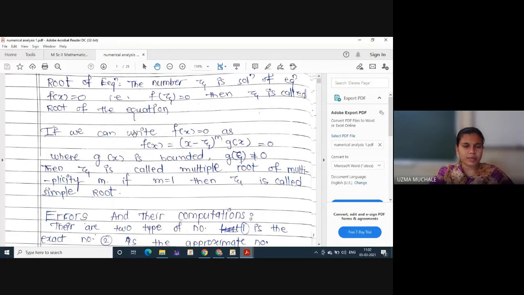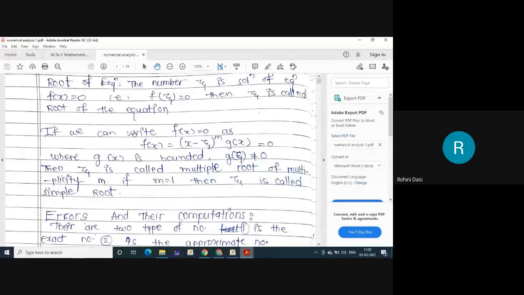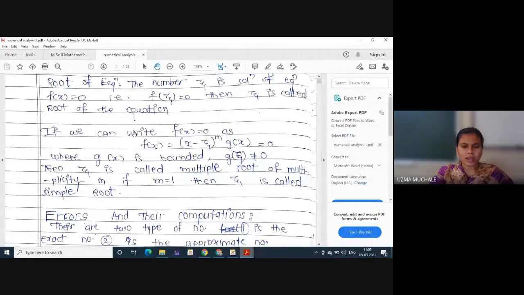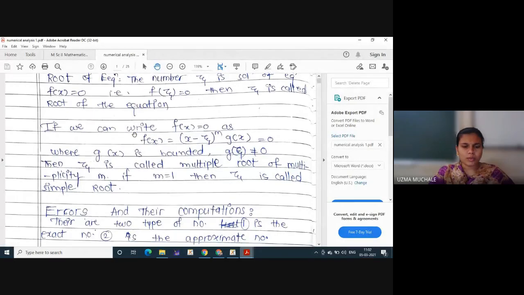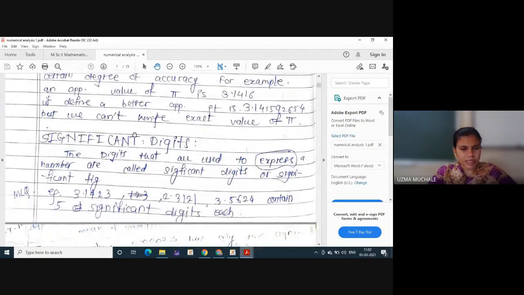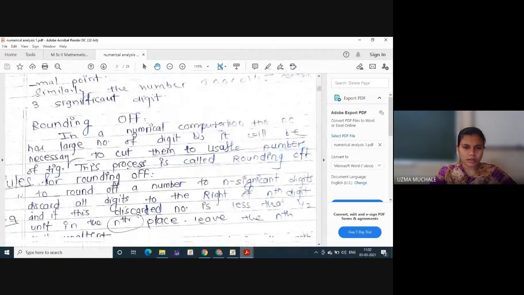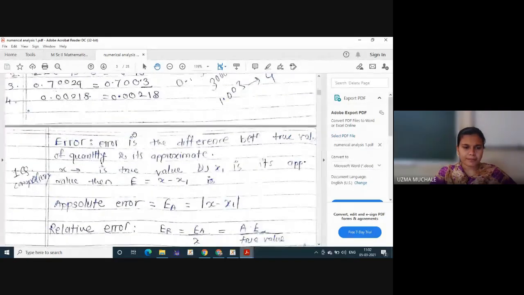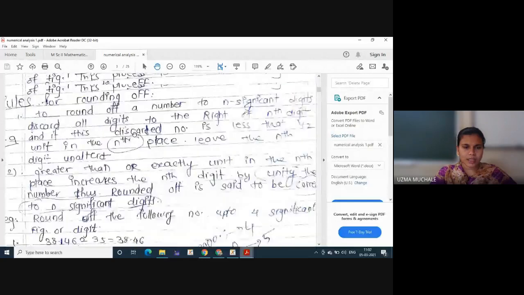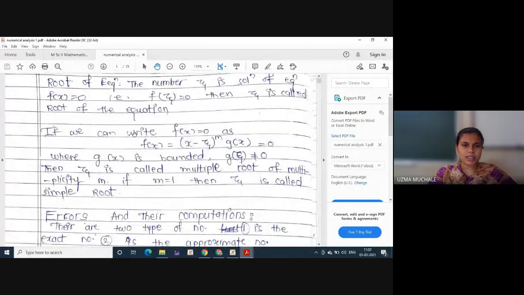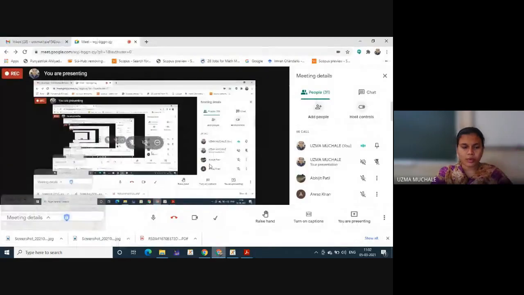Is the screen visible now? Yes, ma'am. Okay. So what we are going to see today, we'll see some basic points, and then we'll go for our methods and all. Okay. So before going to anything else, I will ask you how you are going to find the root of an equation.